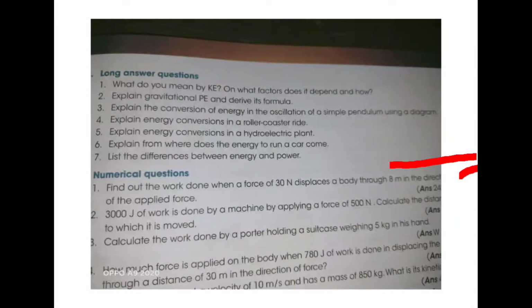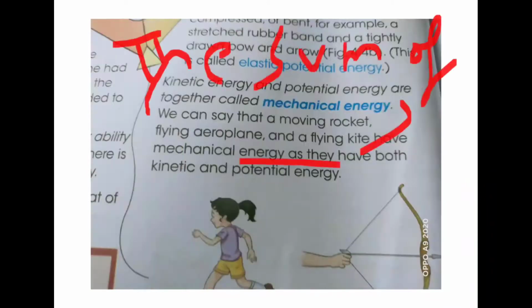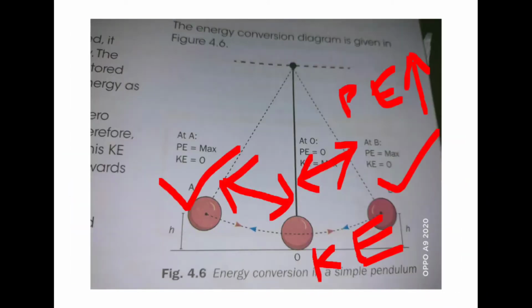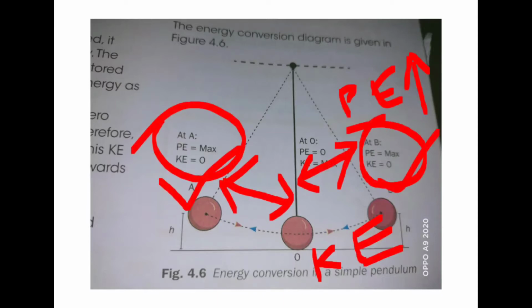Explain gravitational potential energy, derive its formula. Okay, so derivation is not required here, you will just explain the potential energy and write its expression. Explain the conversion of energy in oscillation of a simple pendulum using a diagram. So you need to draw the simple pendulum diagram, right? And you need to explain at what point potential energy is maximum and at what point kinetic energy is maximum, and at last you will say total energy at every point is conserved.